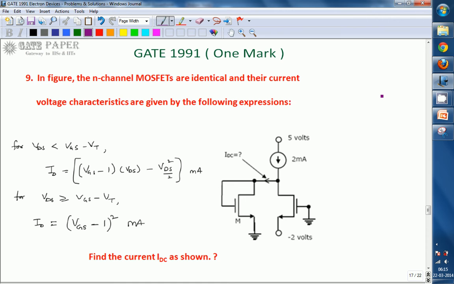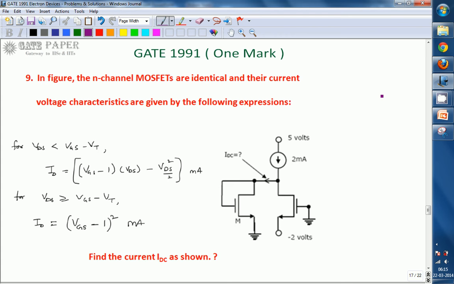the following expressions. For VDS less than VGS minus VT, ID is equal to (VGS minus 1) into VDS minus VDS square by 2. For VDS greater than or equal to VGS minus VT, ID is equal to (VGS minus 1) whole square. Find the current IDC as shown.